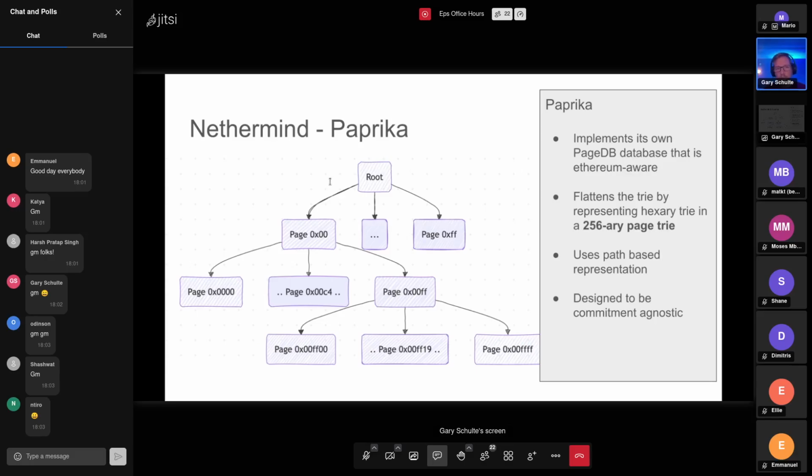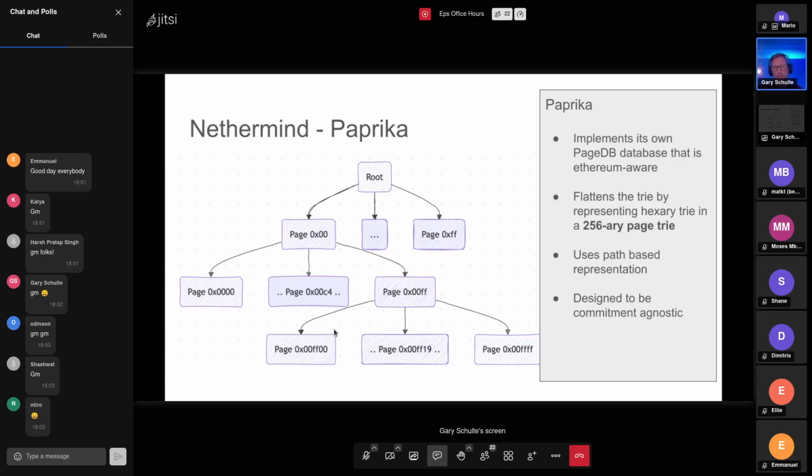So it's in development. It's not production code. So this is just what's coming in a preview, and it's coming from a person who doesn't understand it all that well. So take all this with a grain of salt. But my understanding is that Paprika, at its core, implements its own page database. So it's not using RocksDB, it's not using MDBX, it's using its own invented-here PageDB.